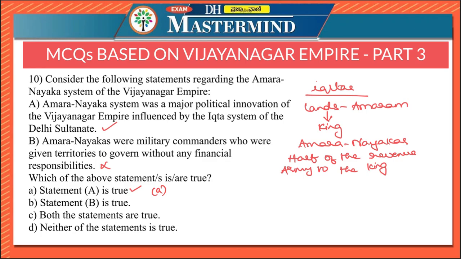Amaranayakas had financial responsibilities. So the Amaranayakas sent tribute to the king annually and personally, and these Amaranayakas also appeared in the royal court with gifts to express their loyalty to the king. So here statement A is true, hence the option A is the right option over here.